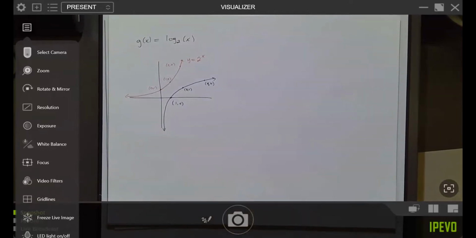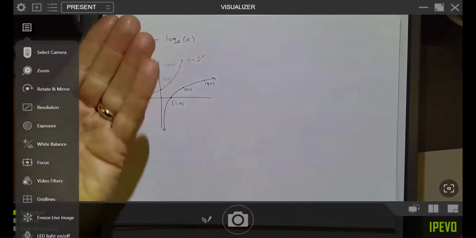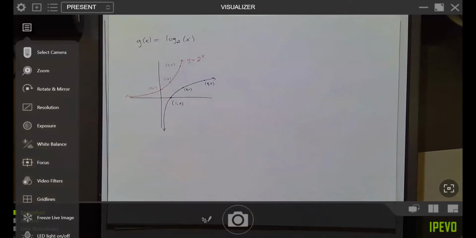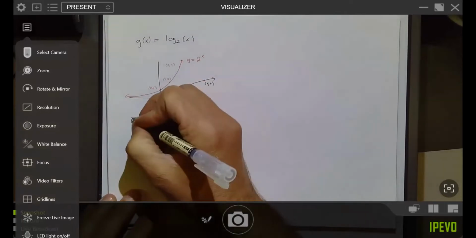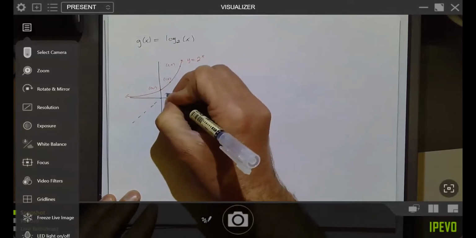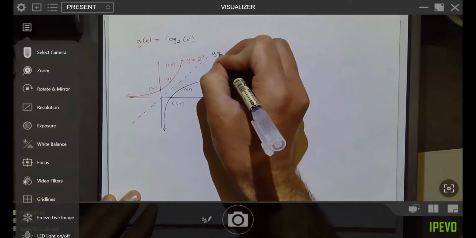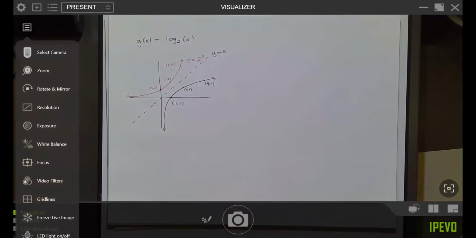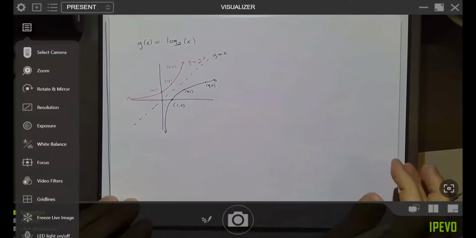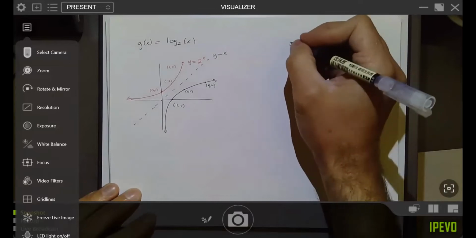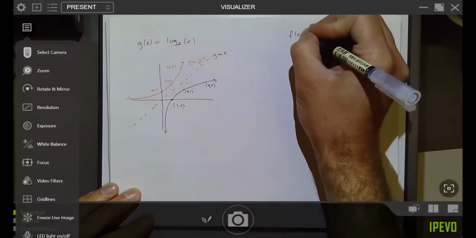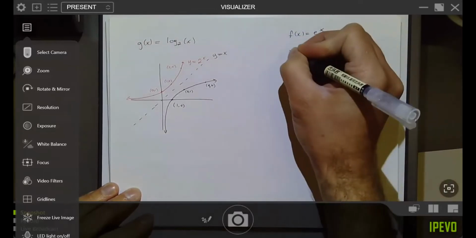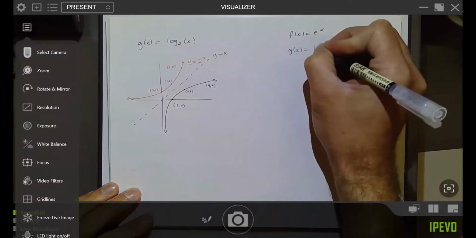And there is symmetry here. These graphs are reflections of each other across the line y equals x. And the same is true for any exponential function and logarithmic function that have the same base. So the other example I want to just show you, and then we will be done, is f of x equal to e to the x and g of x equal to the natural log of x.